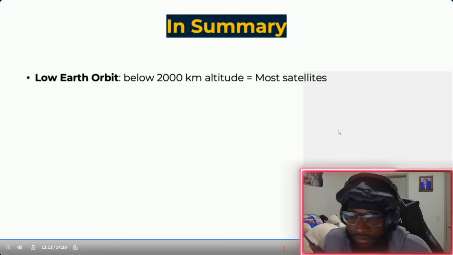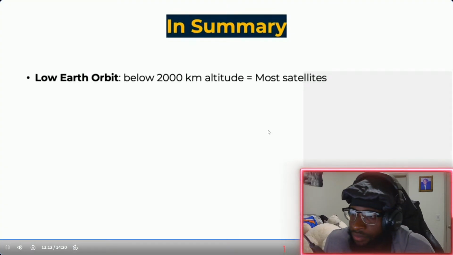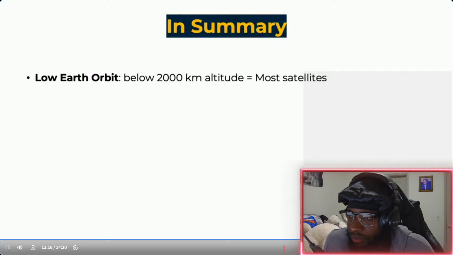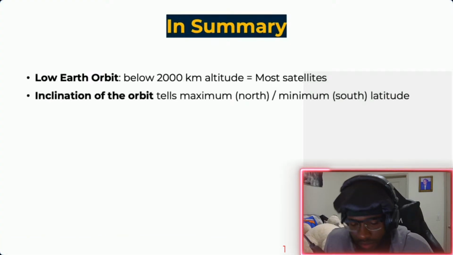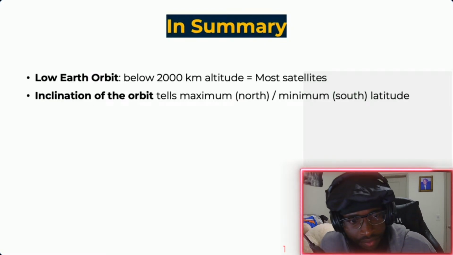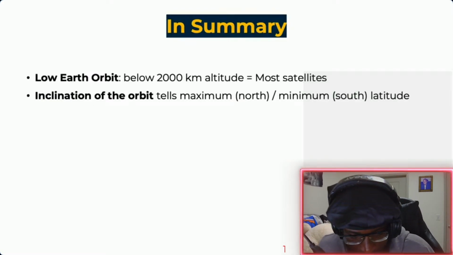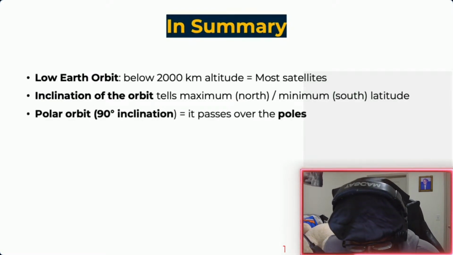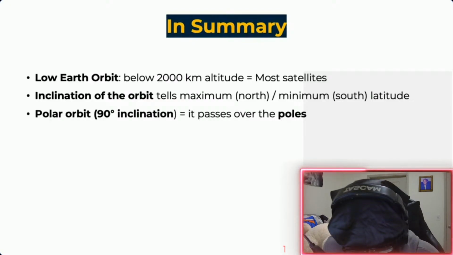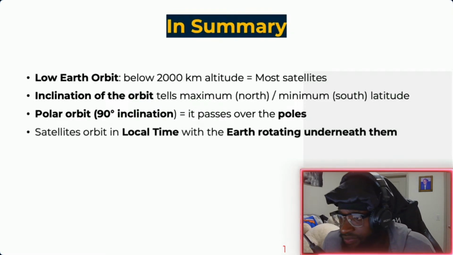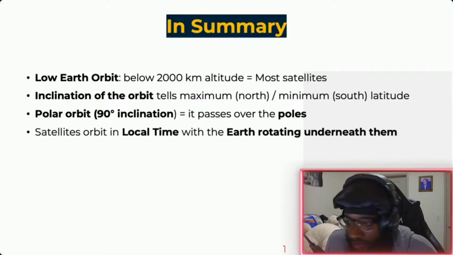Low Earth orbit is below about 2,000 kilometers altitude, and most satellites are sitting there. The inclination of the orbit tells you the maximum north and the minimum south latitude that you go to. Polar orbits are 90-degree inclination and they pass over the poles, and they're useful because they give you coverage of the entire globe. Satellites orbit in local time, with the Earth rotating underneath them.